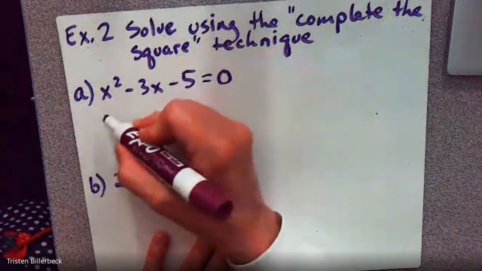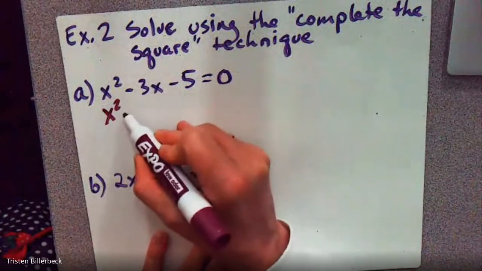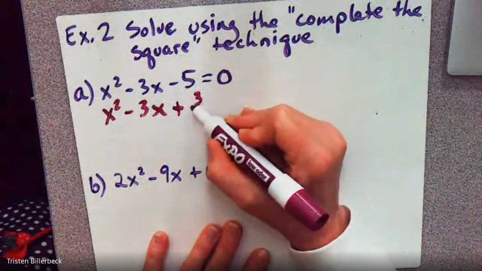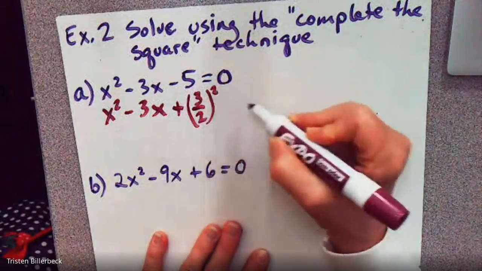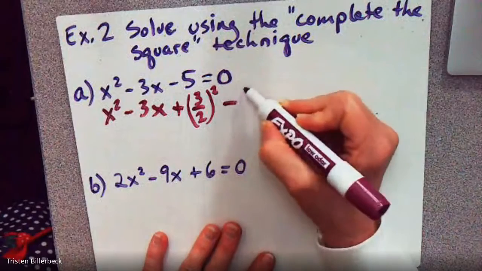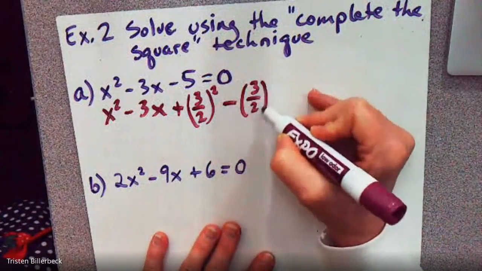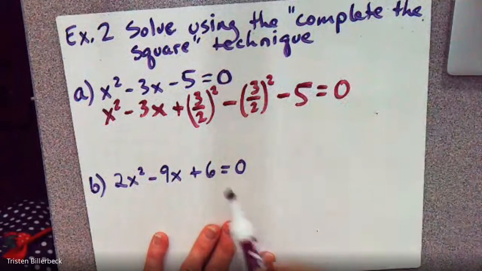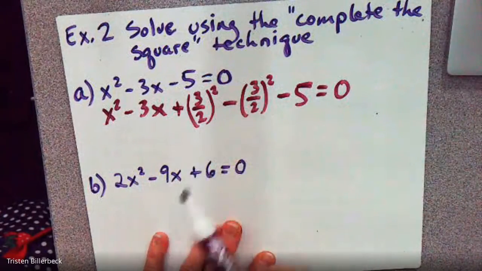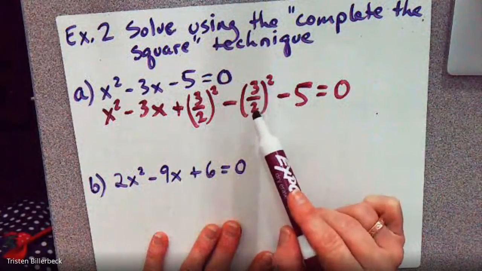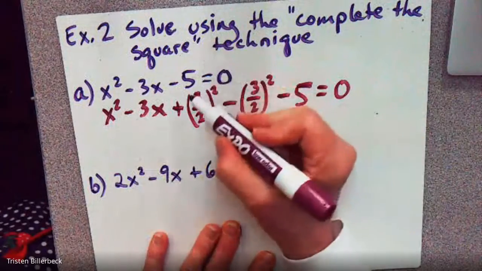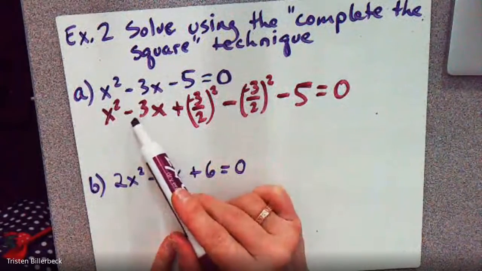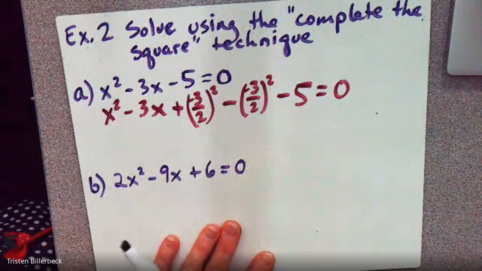All right, so first of all, I've got x squared minus 3x, and now I'm going to add (3/2) squared, but I can't just add (3/2) squared, so I'm going to subtract (3/2) squared, and then I have the -5 equals 0. Okay, so I really haven't done anything to the equation here. I added (3/2) squared and I subtracted (3/2) squared. Oh, and that's a negative, not that it makes much difference because it's getting squared. Okay, so I took this -3, divided it by 2, and then I squared it to complete the square.